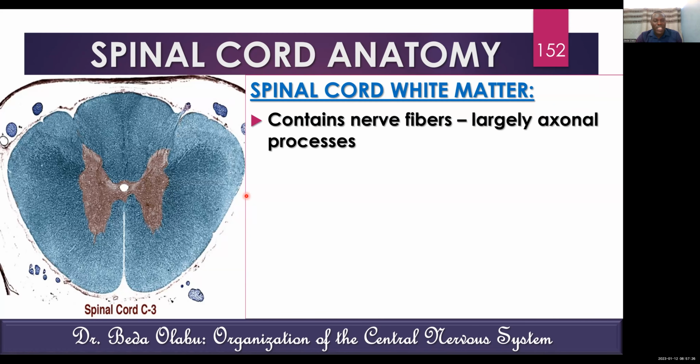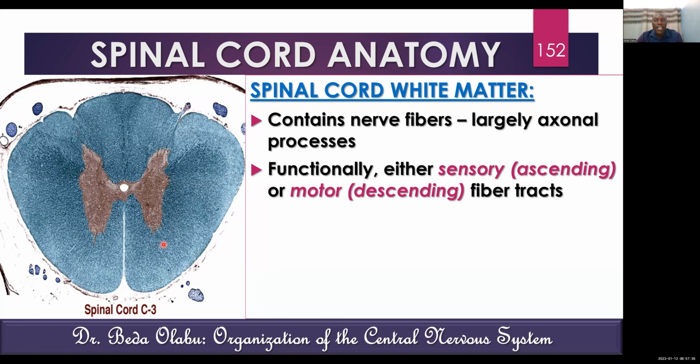The spinal cord white matter contains nerve fibers, which are largely axonal processes. These axonal processes can either be carrying impulses upwards, which means they're ascending, hence termed sensory, but they could also be carrying impulses from the brain downwards, then termed descending or motor.